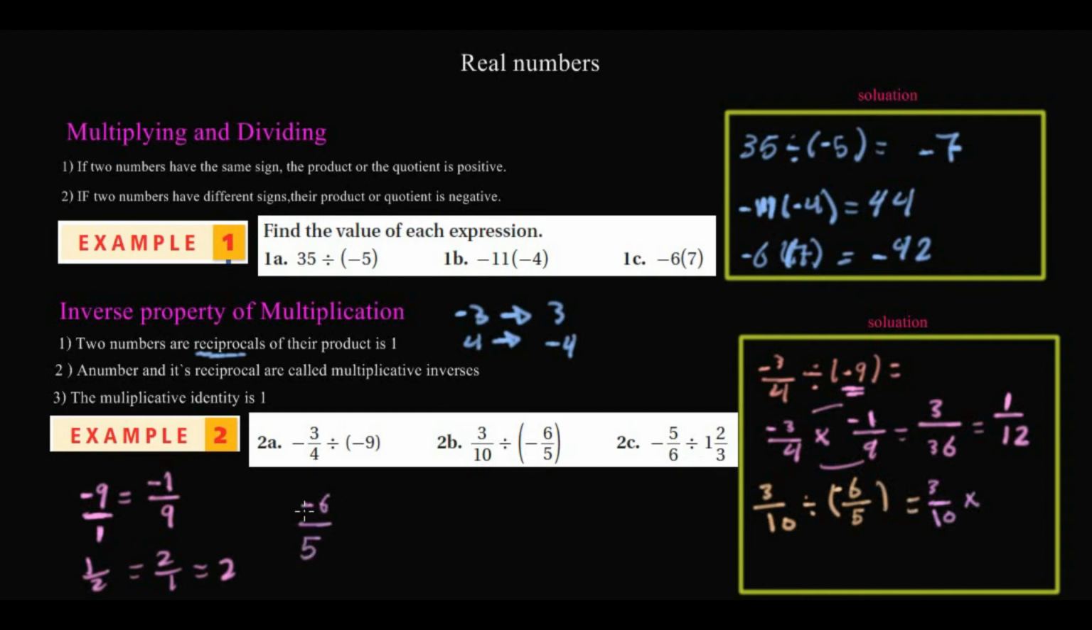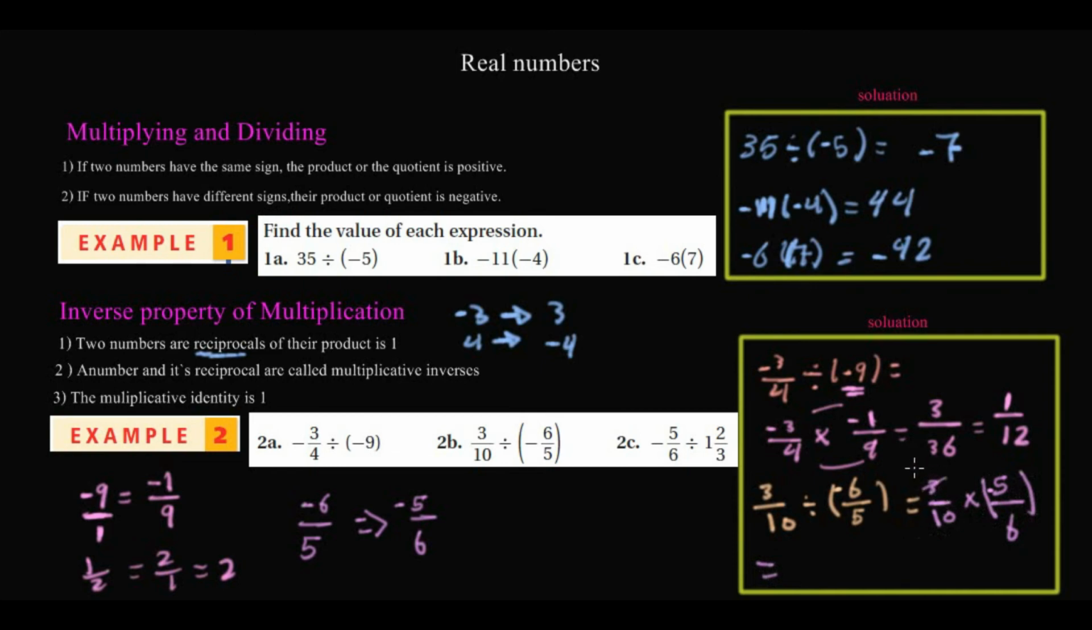The numerator is negative 6 and the denominator is 5. To make its reciprocal, I switch 5 and negative 6, so we have negative 5 over 6. So I multiply by negative 5 over 6 and keep the sign. To find the answer, you can just multiply the numbers together, or you can simplify here.